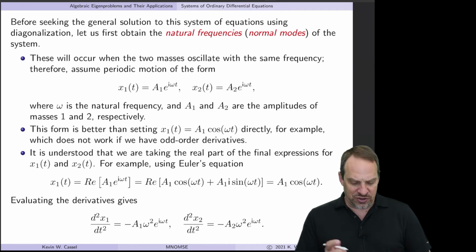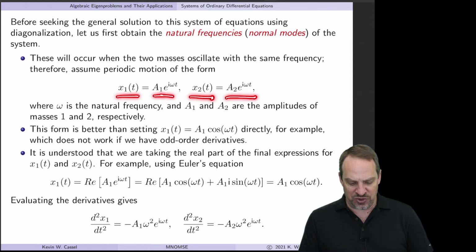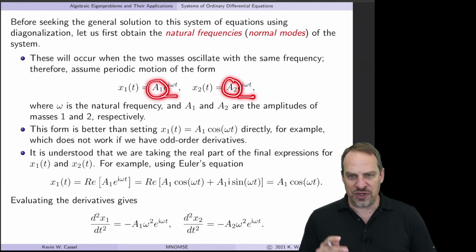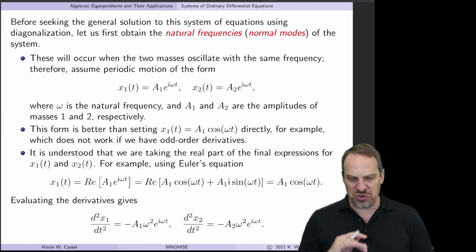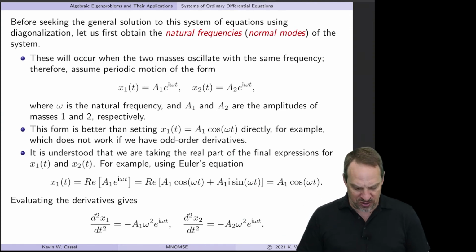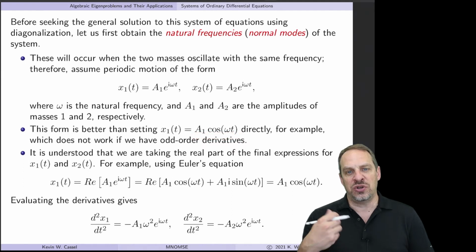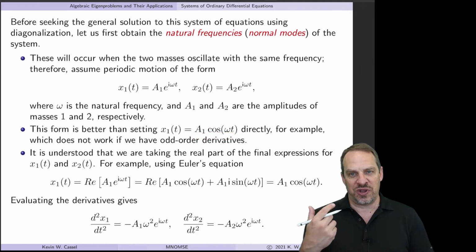So in order to calculate those, let's hardwire our x1 and x2 solutions such that they have the same frequencies. So the e to the i omega t is the same, omega being those natural frequencies. The A1 and A2, those are the amplitudes of oscillation. We don't actually care about those, but they'll come along for the ride. You'll notice I'm going to use this exponential form instead of using sines or cosines, and that's just so we could apply this to a situation where we have first order derivatives.